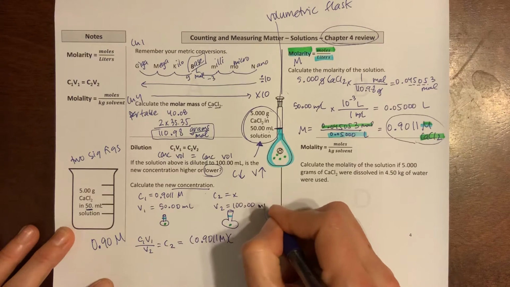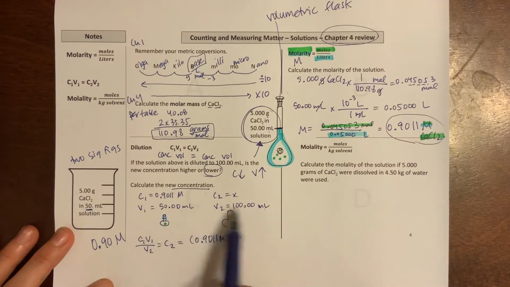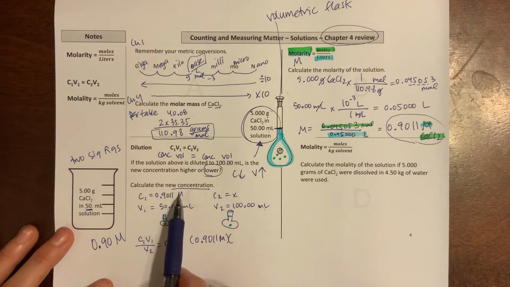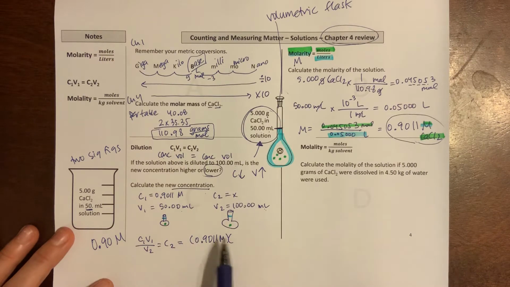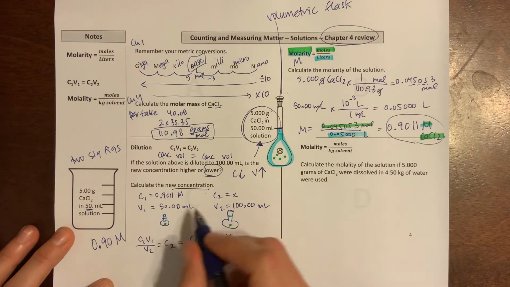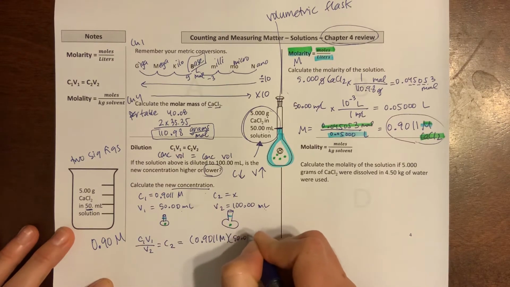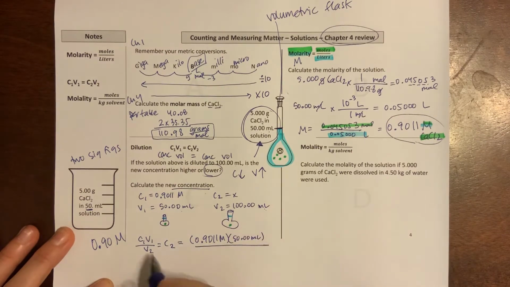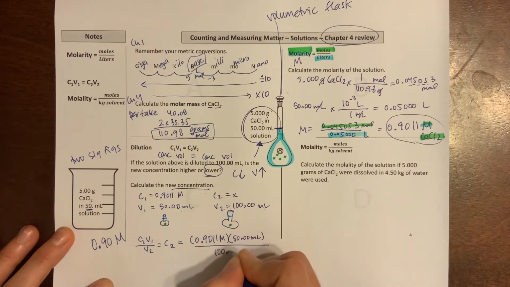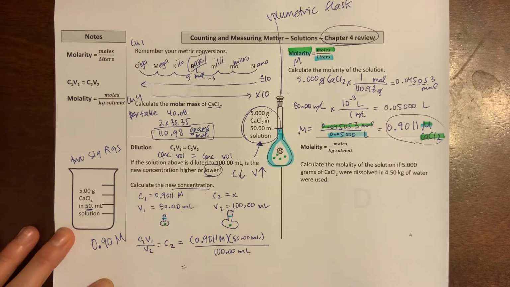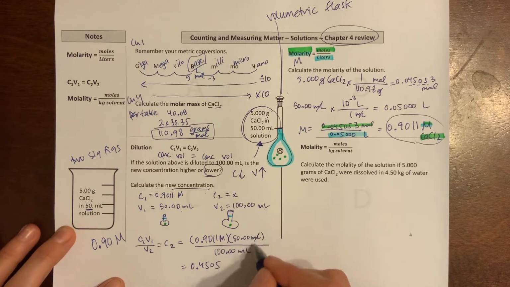Now all that really matters on my volumes is that they're in the same unit. Same with concentration. This doesn't have to just work with molarity. I can use it with all kinds of concentrations. You just have to have units that match. So 0.9011 molarity times 50 mils, and then divided by V2, which is that 100 mils. When I work that out, punch it into your calculator, you get 0.4505. Mils cancel, and so this should be in units of molarity.